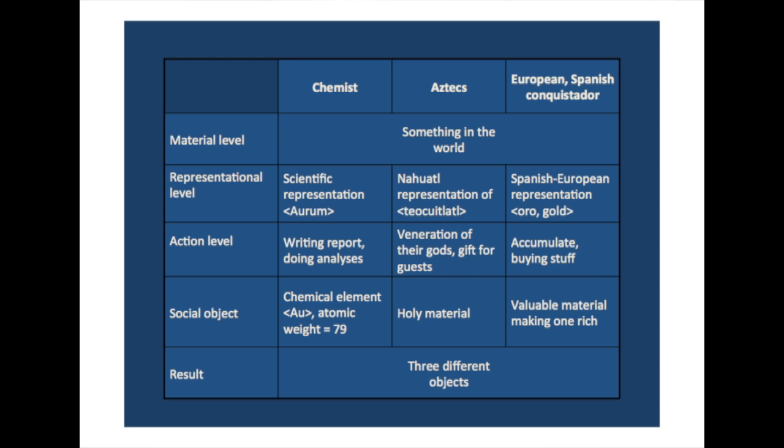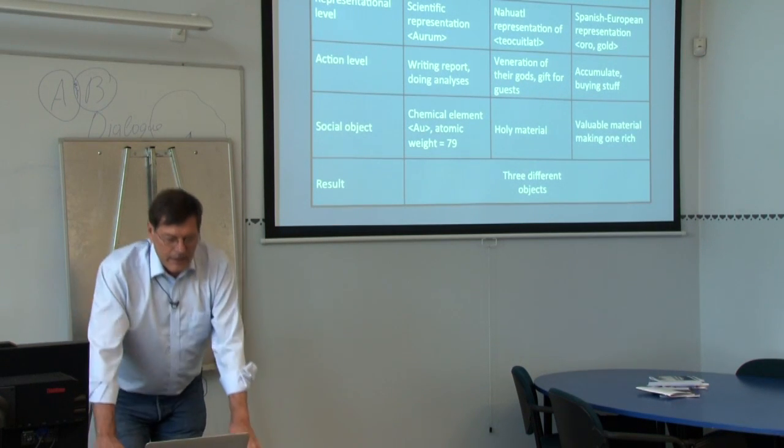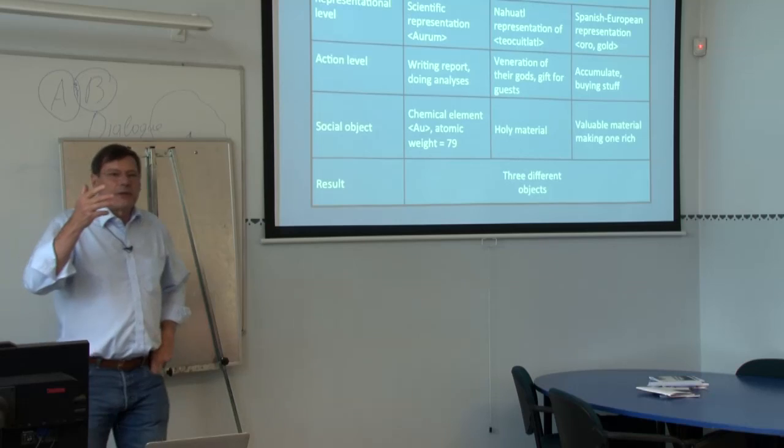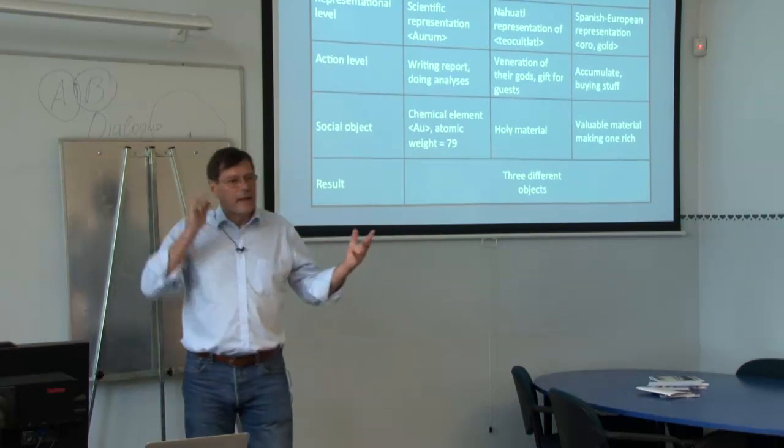Yes, in a way, actually the result is that we have three different social objects made out of one and the same something, depending on the action orientation, and depending on the representational system that you project onto it, that you apply to it. And this, again, reminds us very much of the wheelchair example at the beginning.